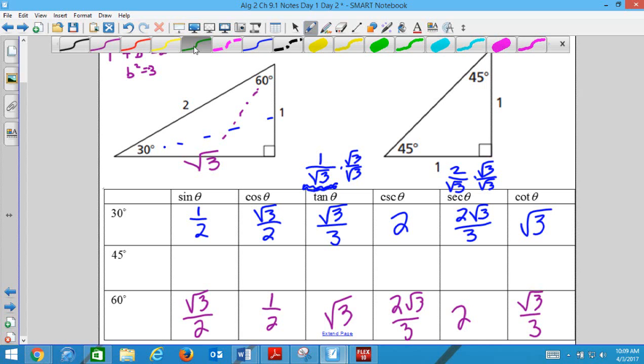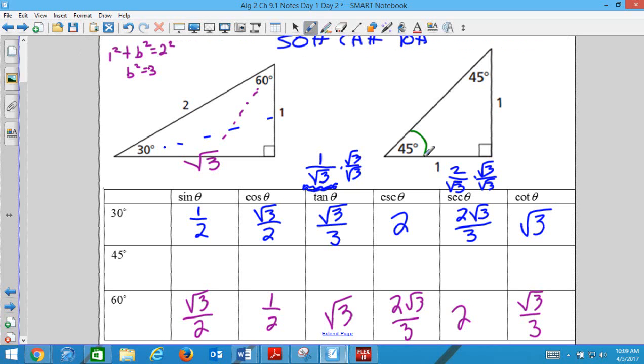45, 45, 90, we're using the other triangle. So sine of 45, which 45 do I use? You choose. You get the exact same answer because they're the same angle. So it does not matter which side I use. I'm going to do sine is opposite over, what is my hypotenuse?